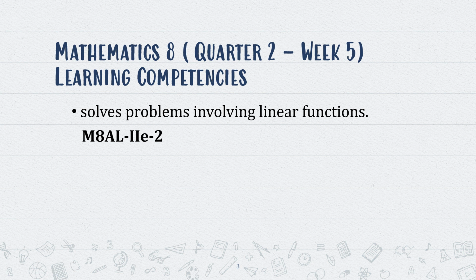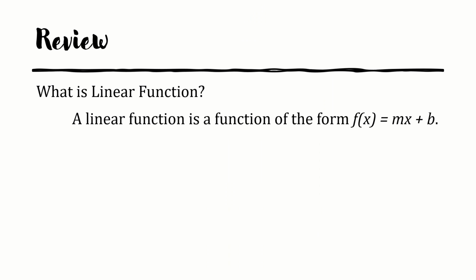Okay then. Let us start by reviewing your past lesson, which is the linear function. What is a linear function? Again, a linear function is a function of the form f of x equals mx plus b. A linear function has one independent variable and one dependent variable. The independent variable is x and the dependent variable is y. B is the constant term or the y-intercept. It is the value of the dependent variable when x is 0.